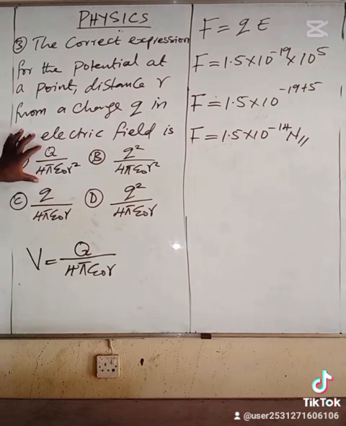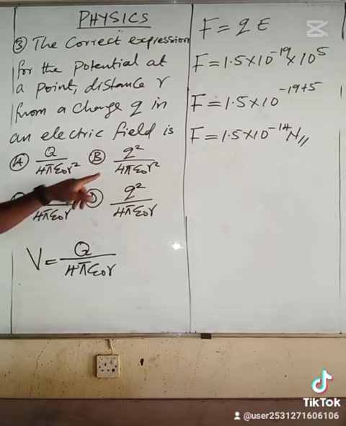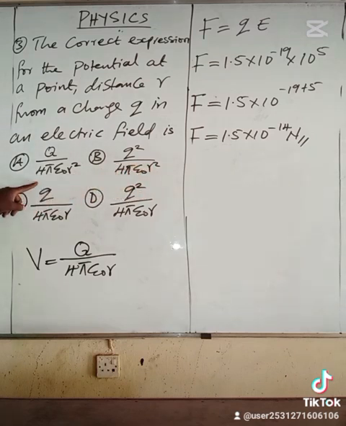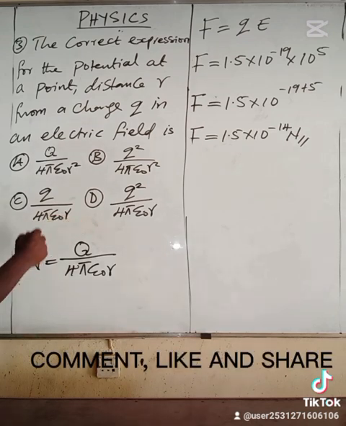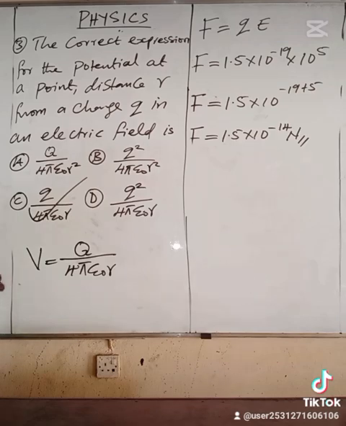Okay, so you can cross-check this against the options. We have option A, Q all over 4 pi epsilon naught R squared. That's not correct. We have option B, Q squared all over 4 pi epsilon naught R squared. That's not correct. We have C, Q all over 4 pi epsilon naught R, and that is the right option. Even though they use a test charge here, it is all the same. And here we have a point charge. So the correct option is C.